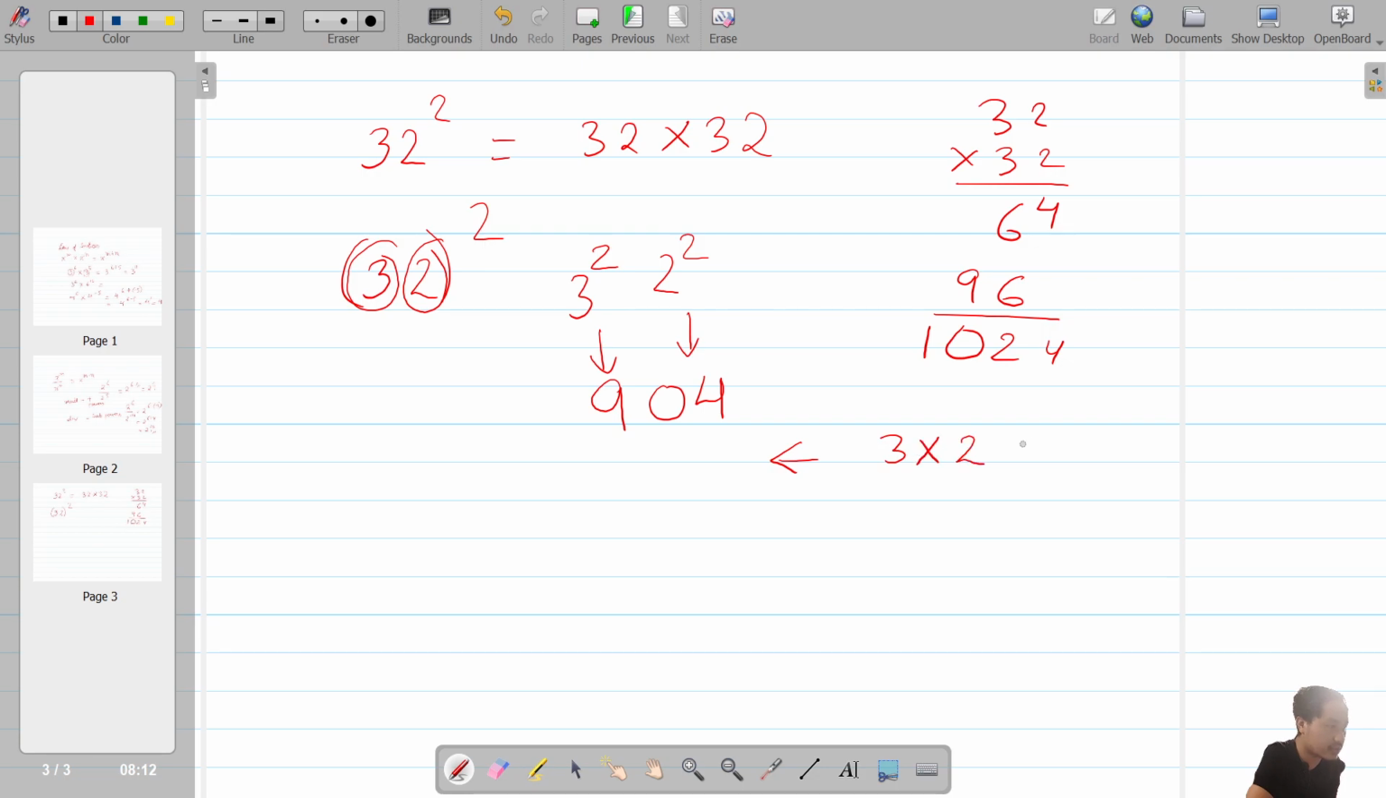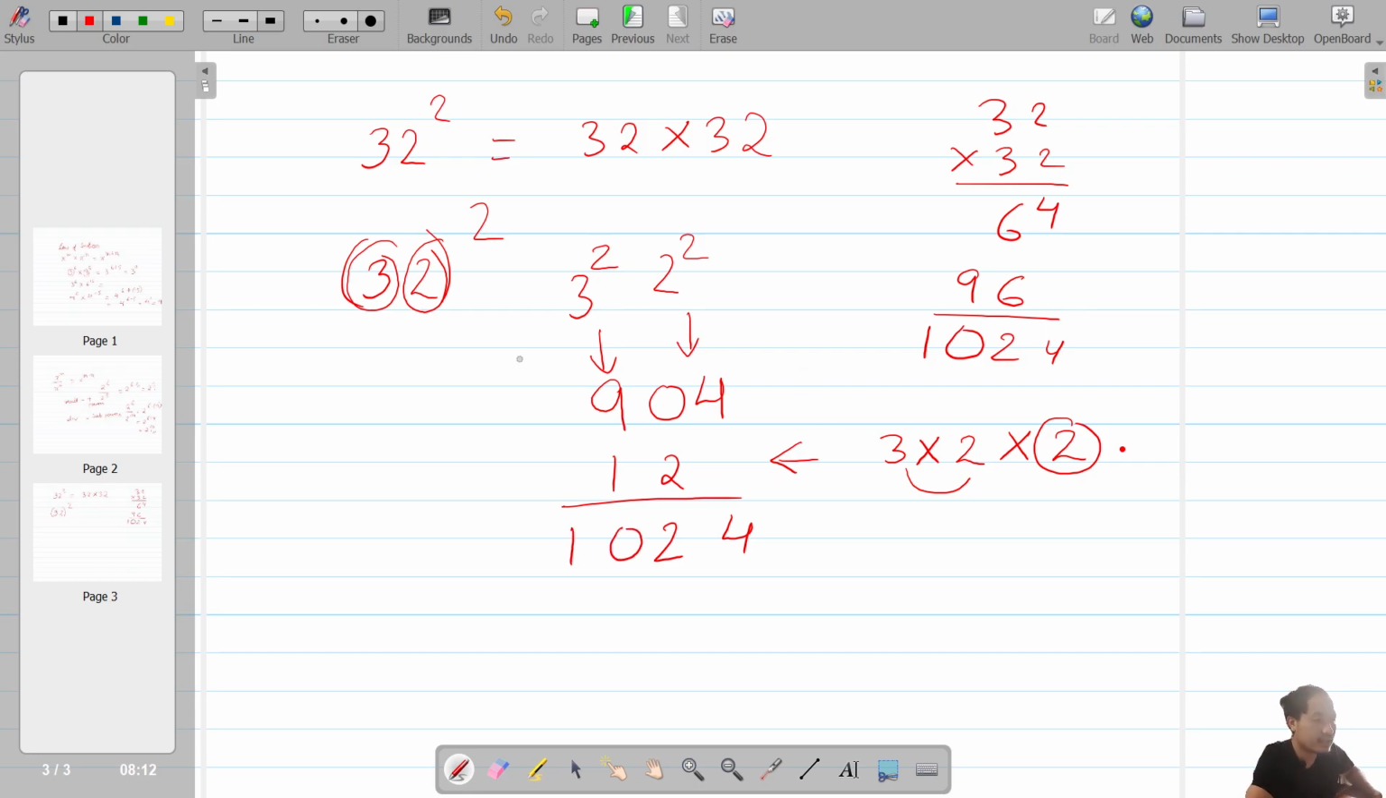Now in the second step, you multiply the digits. 3 twos are 6, and again you will multiply it with 2. That means 3 into 2, these are the digits, multiply it with 2. You will get 3 twos are 6, 6 twos are 12. So the answer is 1024.